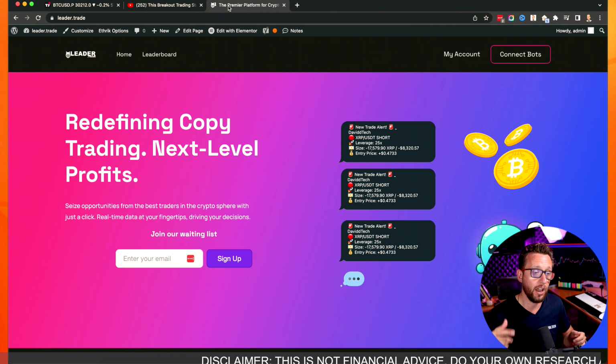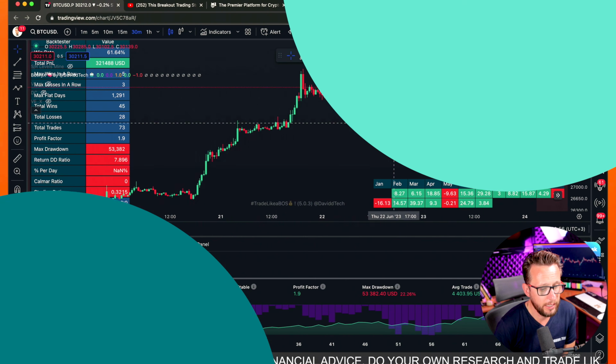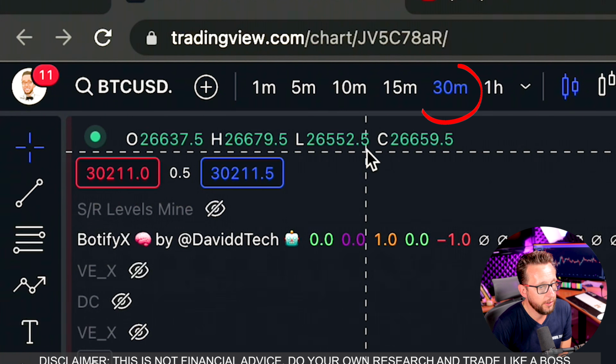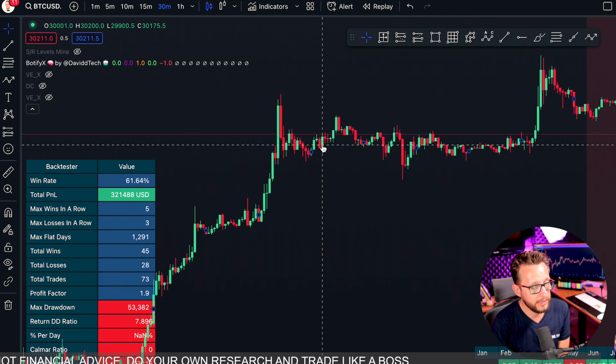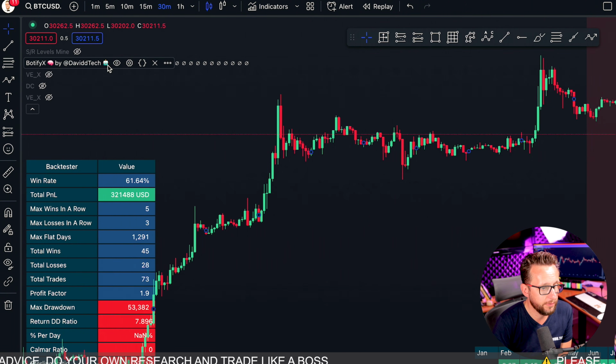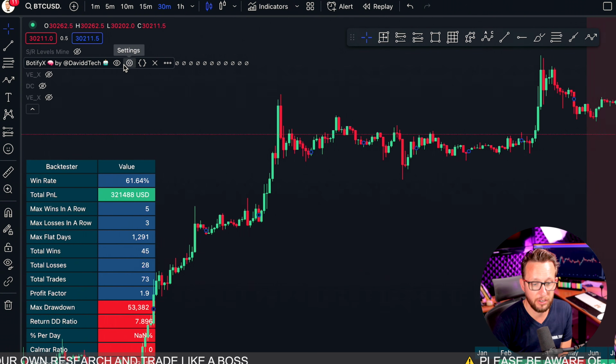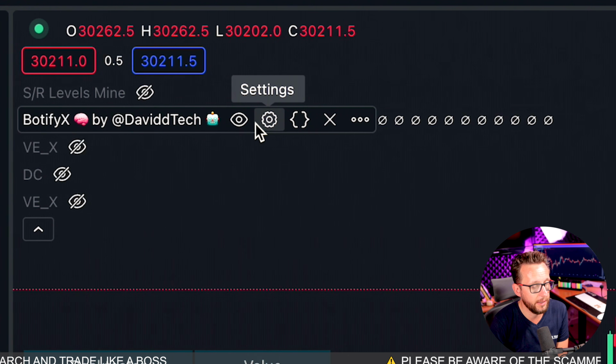Okay, so let's get over to the results. Okay, here I am back at the screen, still on the 30-minute BTC USDT. I've fully set up this trading strategy using Botify, but I will also do this as a standalone indicator as well for anybody that's part of the Patreon.